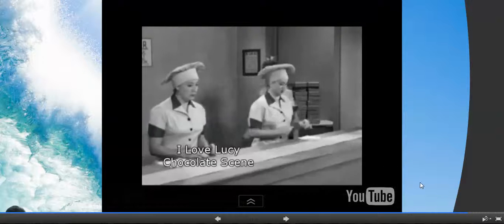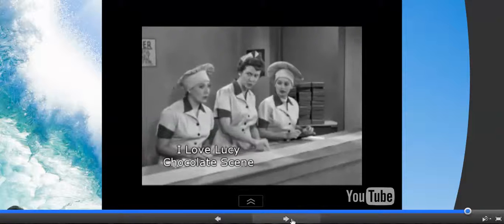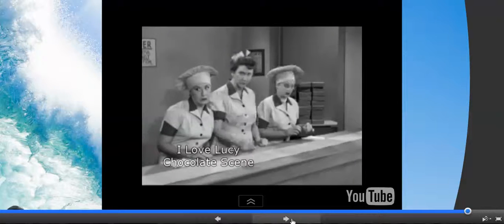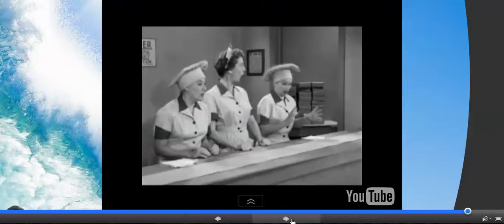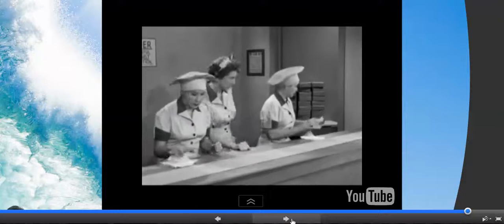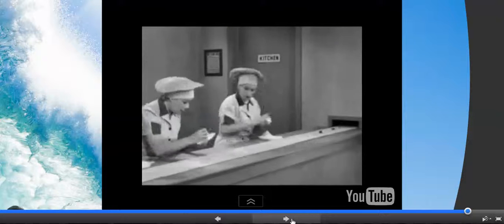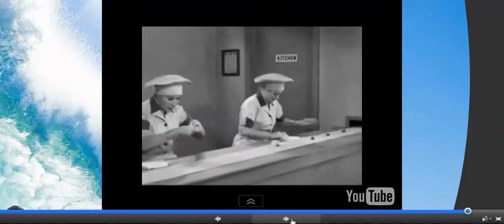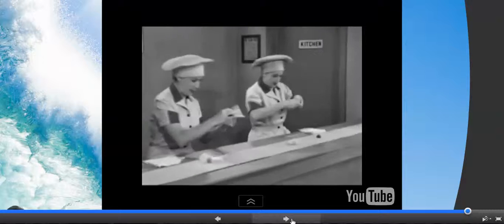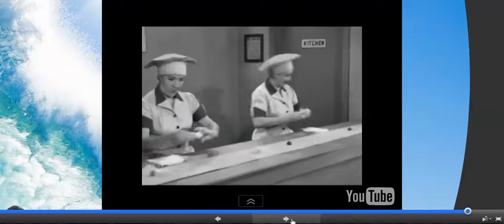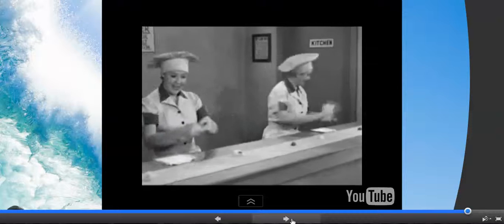No. All right, girls. Now, this is your last chance. If one piece of candy gets past you and into the packing room unwrapped, you're fired. Yes, ma'am. Hello! Oh, this is easier. Yeah, we can handle this okay.